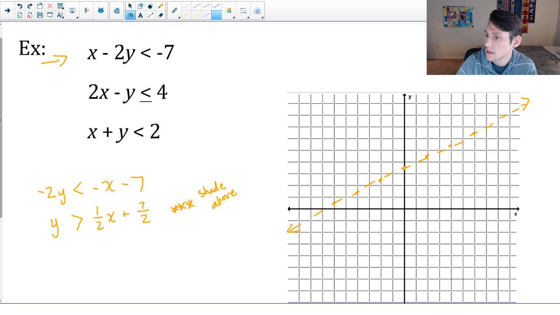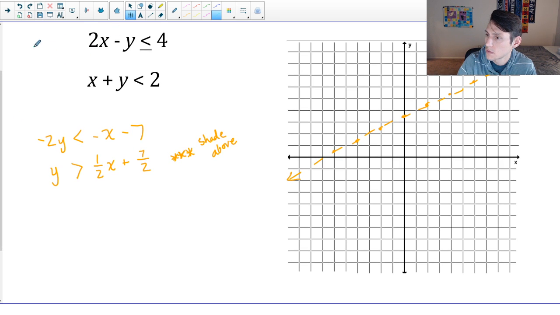Just a greater than sign, so we draw a dashed line. All right, 2x minus y. So let's first move the 2x over to the right. So negative y less than or equal to negative 2x plus 4. I don't want this negative here, so I'll multiply everything by a negative. So it becomes y. But when I multiply by a negative, I'm going to switch this direction. So greater than or equal to positive 2x minus 4.